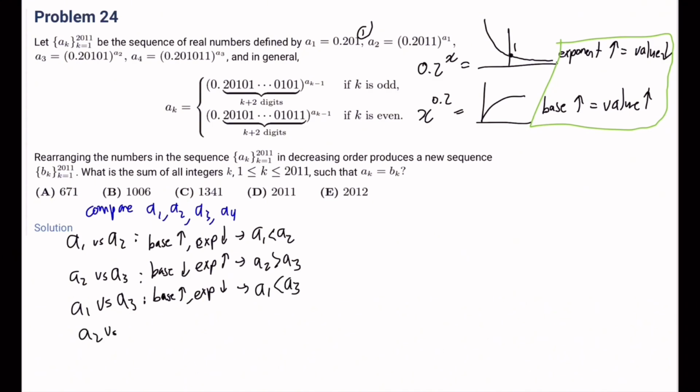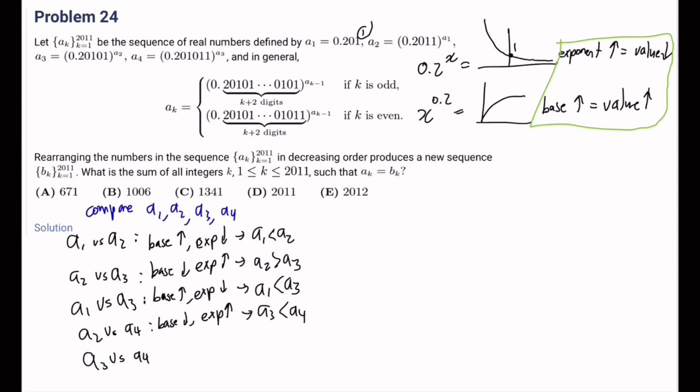A2 versus A4. This is going to give us these two, right? So the base went down, the base decreased. And the exponent went up, because it went from A1 to A3, and we just saw that A1 is less than A3. So this gives us that A4 is less than A2. And lastly, we'll compare A3 versus A4.